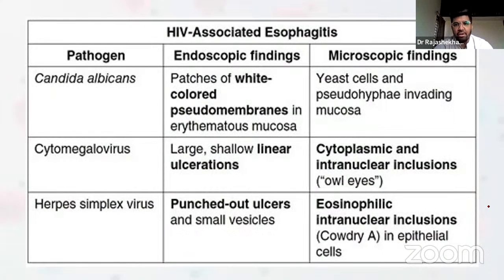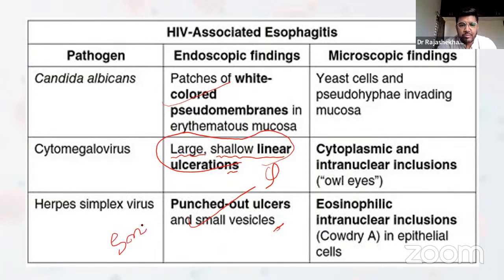How will you differentiate endoscopically the various HIV associated esophagitis? So the Candida, we know that they are pseudomembranes, the white curdy-like structures, and herpes simplex, we know that they are punched out ulcers presenting as small vesicles. Whereas cytomegalovirus, they usually present as very large and shallow linear ulcerations. So this is a very, very particular thing and can be an entrance question. So herpes simplex ulcers are small, whereas cytomegalovirus ulcers are large and they are longitudinal or linear along the length of the esophagus.